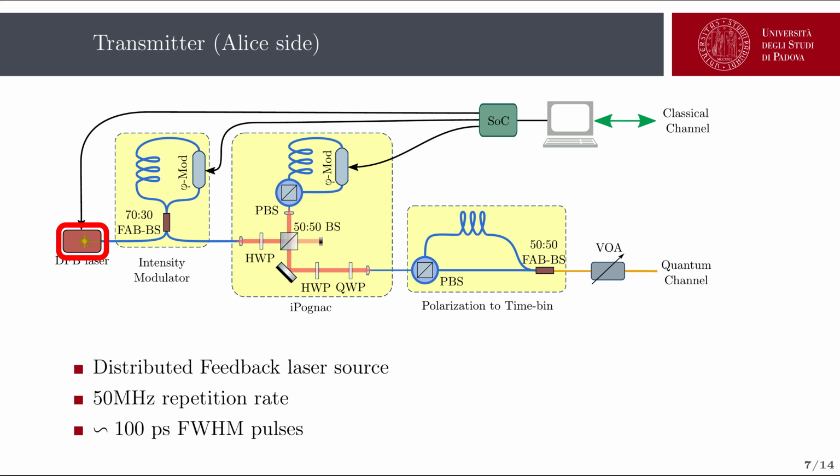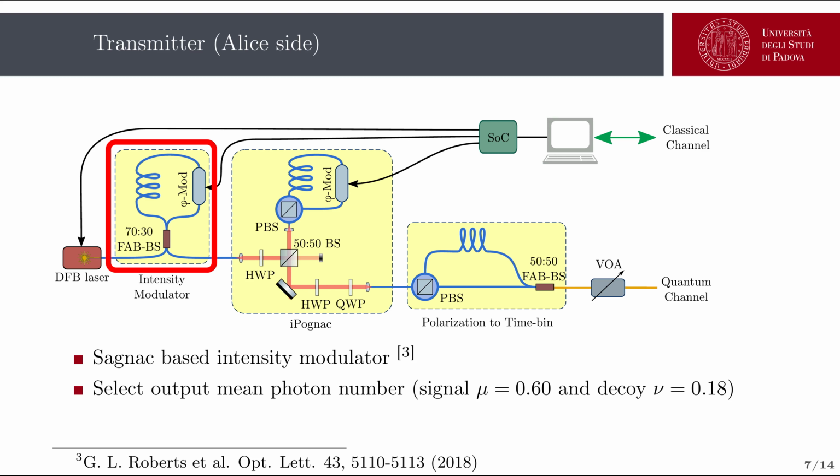The light source used at the transmitter is a distributed feedback laser driven at 50 MHz repetition rate, and that produces laser pulses of about 100 picoseconds full width at half maximum. The amplitude of those laser pulses is then modulated by an intensity modulator based on a Sagnac loop that is used to implement the two-level decoy state protocol I mentioned before.